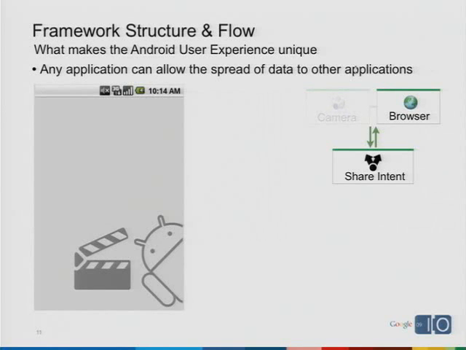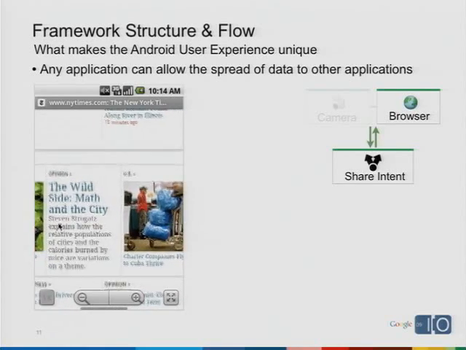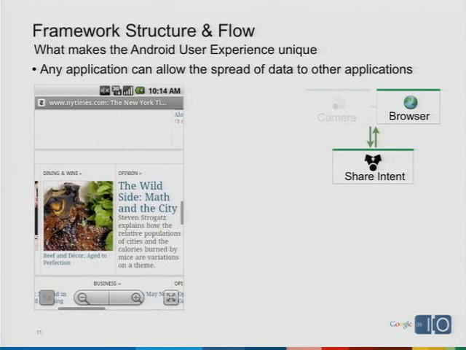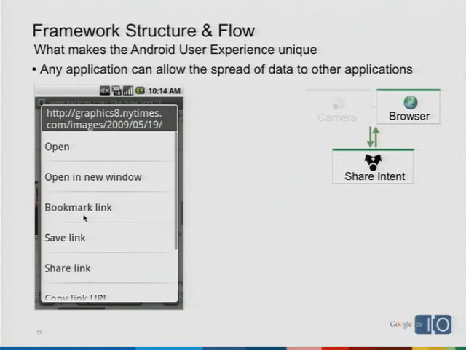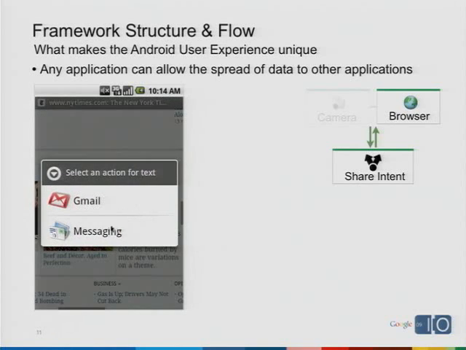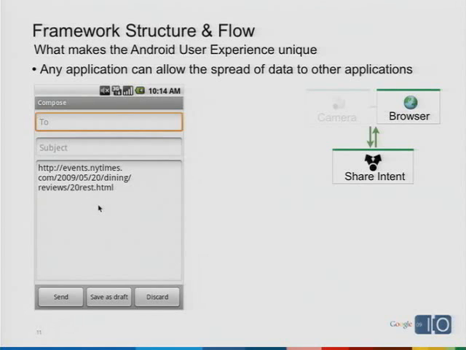But what about the browser? Well, it's highly likely when I'm browsing a web page that at some point I'm going to want to share content with someone. So in this instance, I can long press on an image and then bring up the contextual menu. There, I can share that link through the share intent dialog. Again, type in a message and send it off to a friend, and then return back to my previous activity, which is really powerful. So again, intent's a good thing.